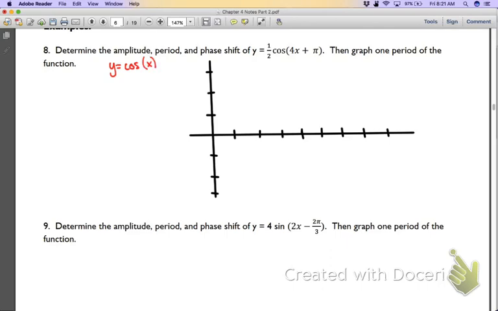of x. Where's cosine of x going to start? What's our period length? What are we counting each one by? Where are we going to start if it's just regular standard cosine? 1.